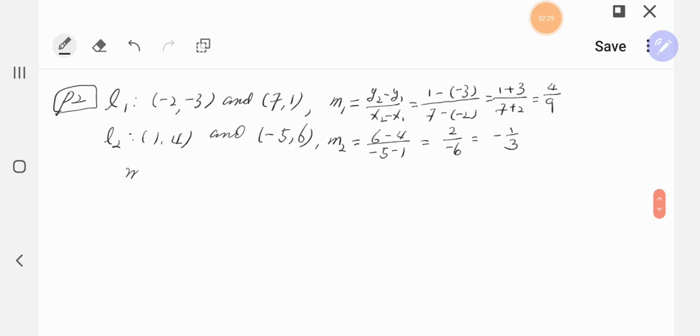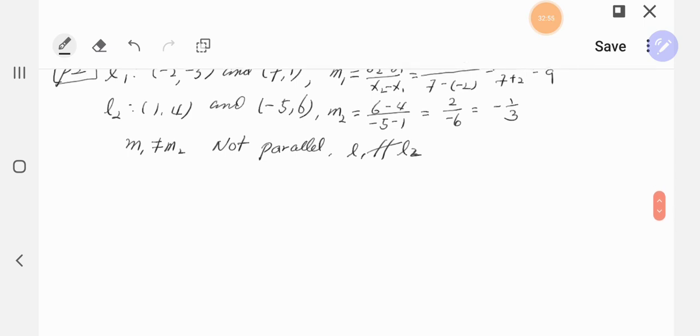Look at this. M1 is not equal to M2, right? Even this is not a negative reciprocal. So not parallel. So L1 is not parallel to line 2. At least we know the two lines are not parallel.